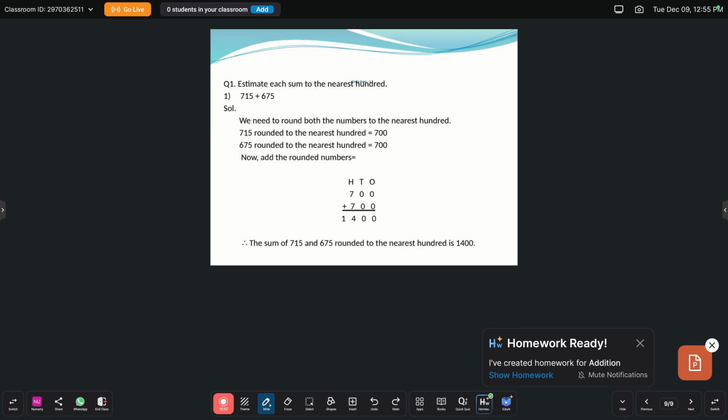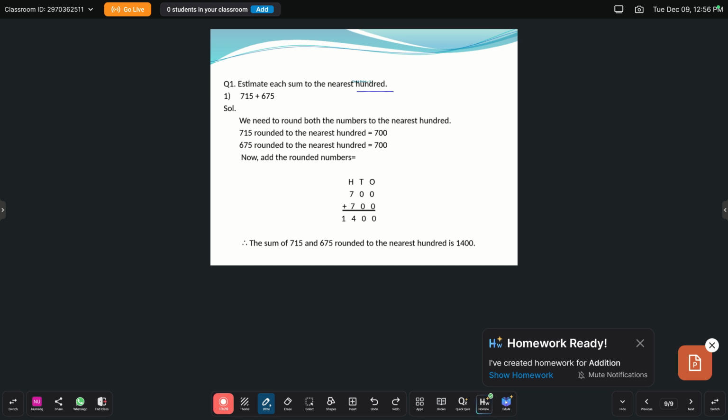So here, question number 1 in checkpoint 3, we have to estimate each sum to the nearest 100. Boys, I have already taught you how we round the numbers to the nearest tens, to the nearest hundreds, and to the nearest thousands. Here we have to round these addends, okay, these are the addends, to the nearest 100.